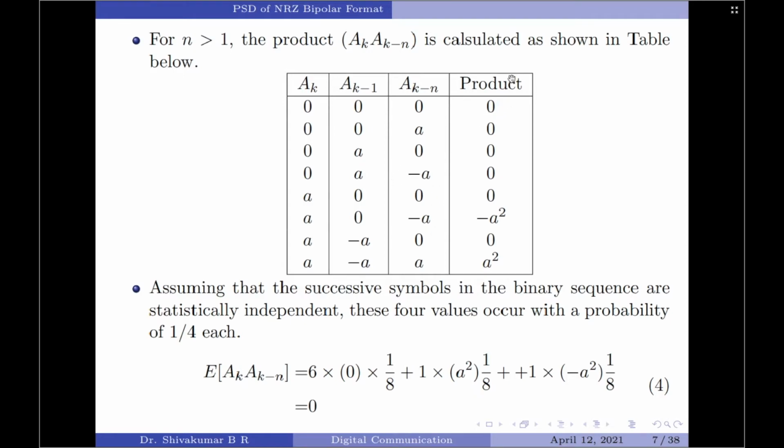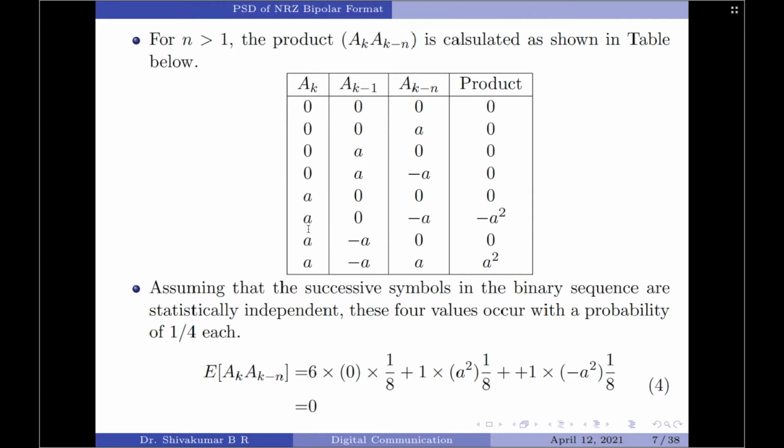Now let us go for the product term. You have to note the product term is a_k and a_(k-n). So I have to only multiply the values in the first column and the third column. So 0 0 is 0, 0A is 0, 0 0 is again 0, 0 multiplied by minus A is also 0, A0 is 0.